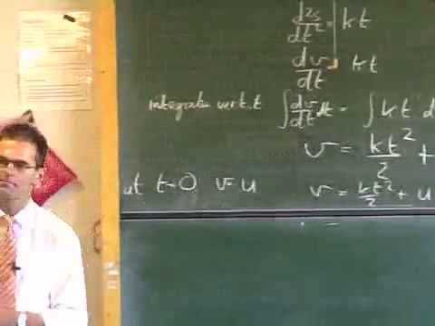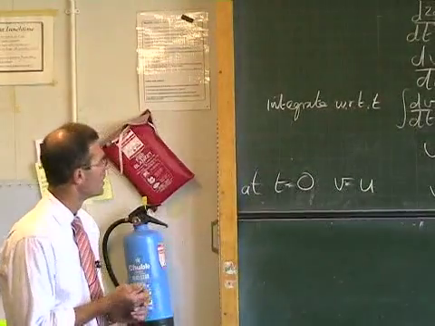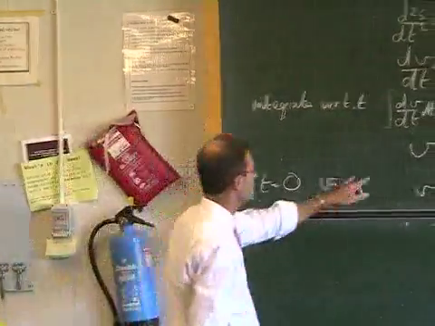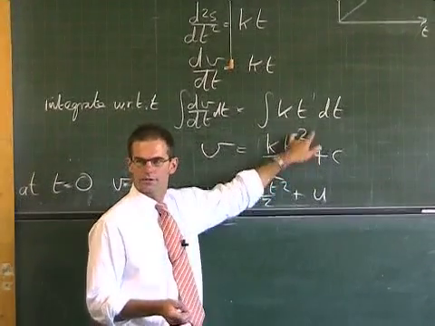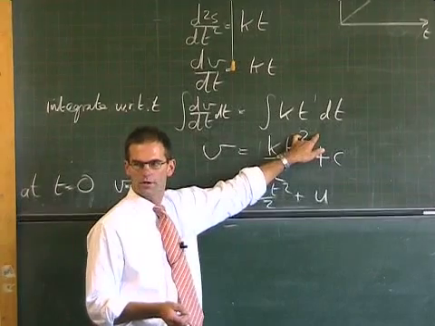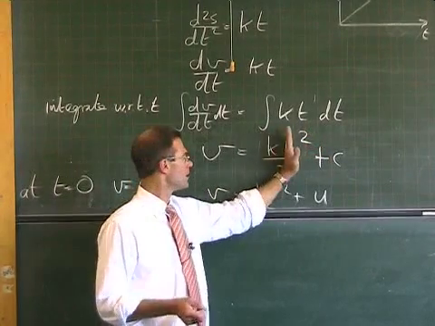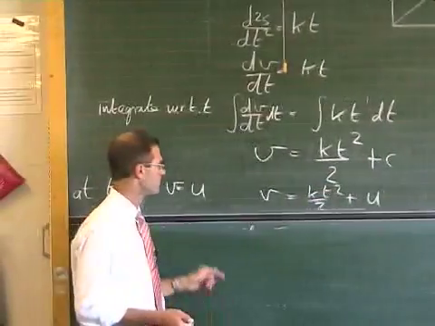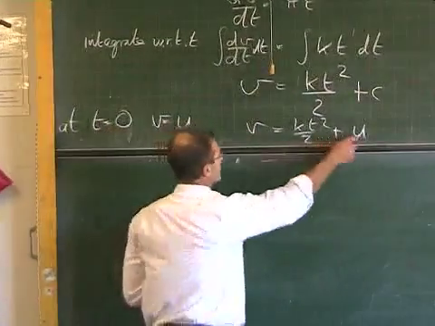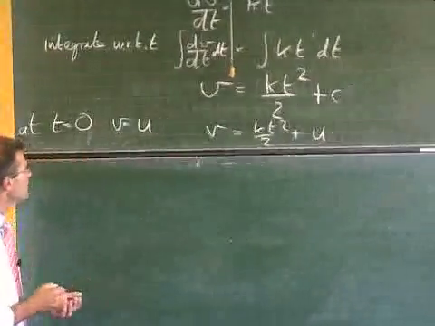Anna, is it kt in brackets squared? It's just the t, so it's k times t squared, because it's only the variable that increases the power, not k as well. So k is just multiplying that. So it's kt squared without brackets. So that's our equation for velocity for this rocket.